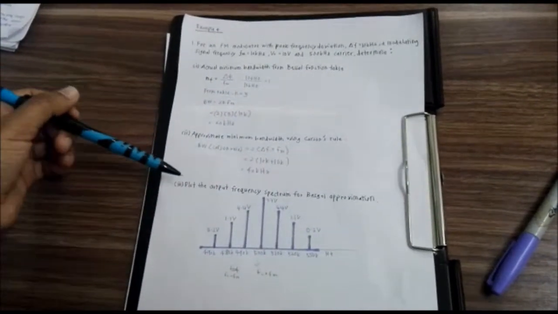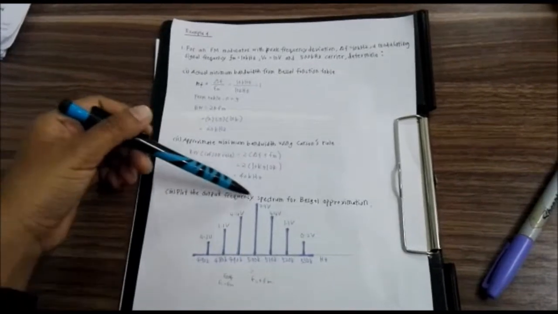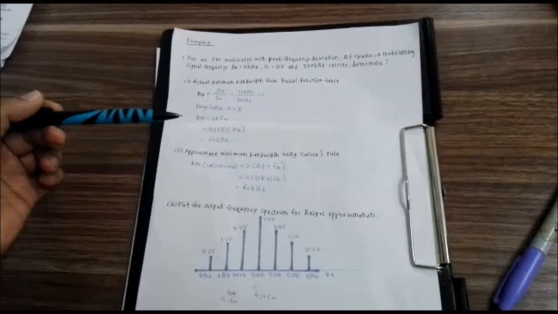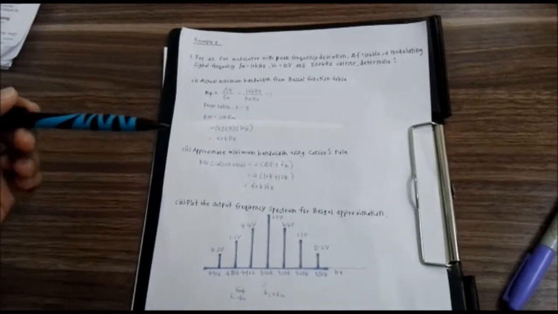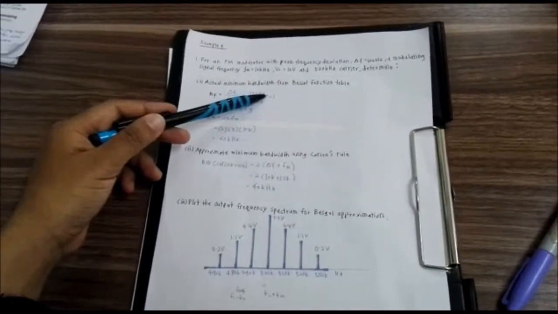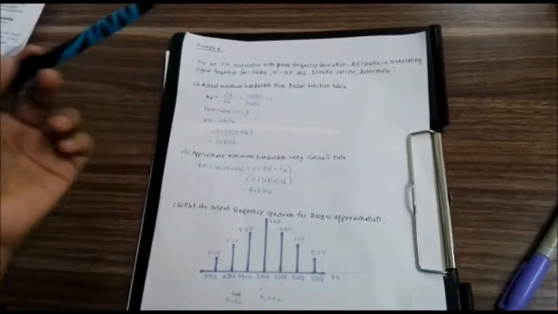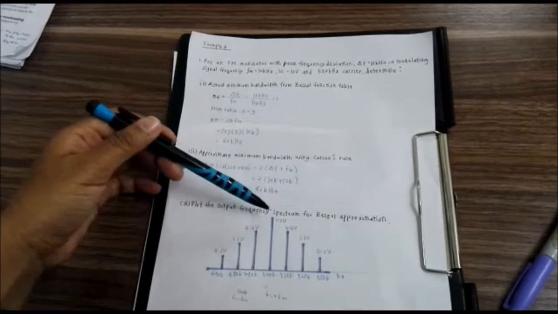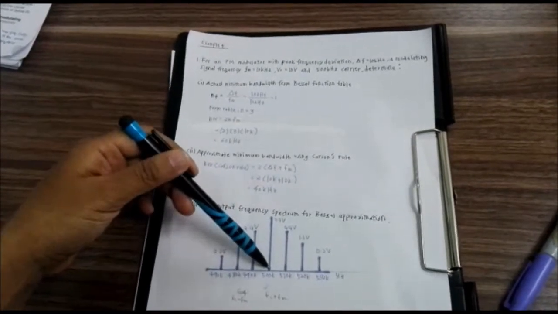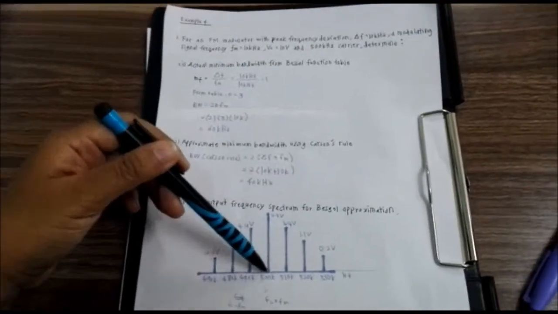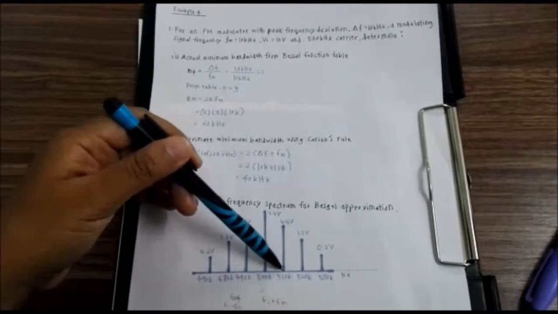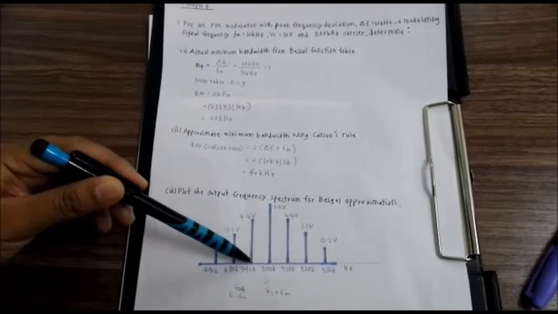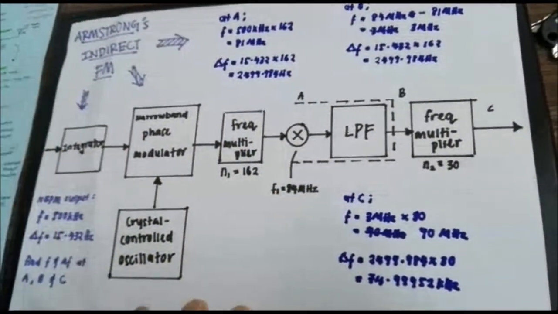For the third question, plot the output frequency spectrum from the Bessel approximation. So from the Bessel approximation, we get the value m, and we can find it from the table. So the values here are from the table, and here is the Fc frequency. So here is Fc plus Fm, and this side is Fc minus Fm. That's all. This is the example for the indirect method.